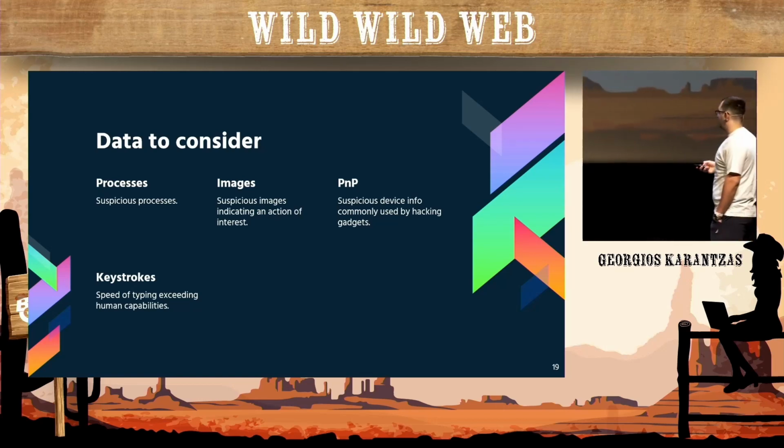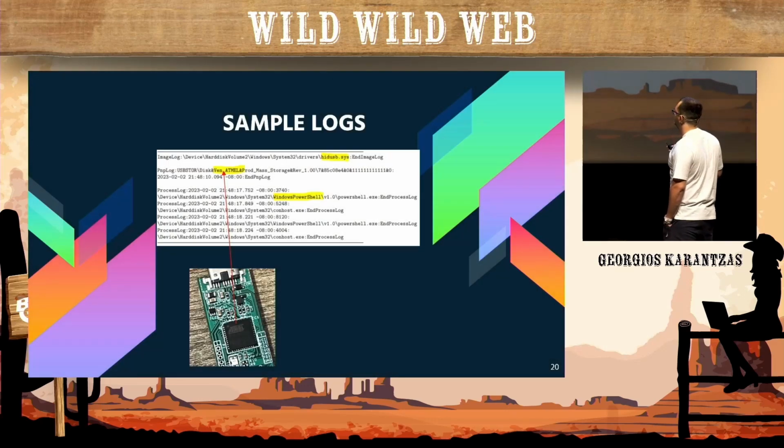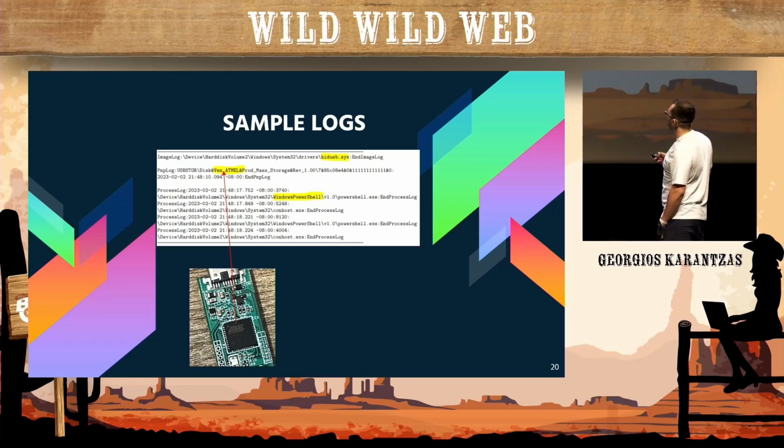So this is the data we will need to consider: the keystrokes and the speed of the keystrokes, the processes, the images loaded, and PNP devices. Let's see how these start working together. These are some sample logs. You will see that this name reads Atmel. And if you take a look at the Rubber Ducky, you will see that this chip has the word Atmel in it, so it starts getting fishy.